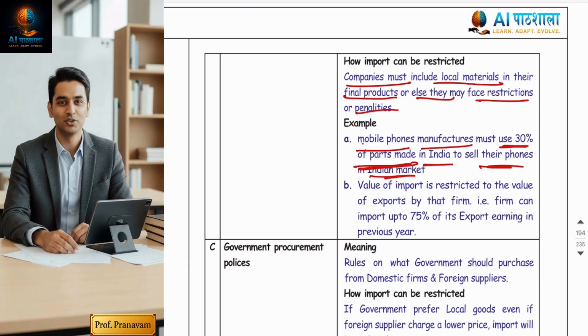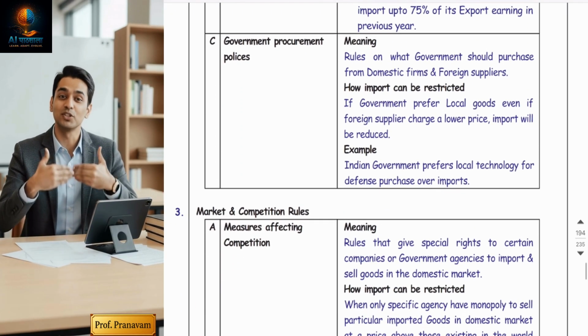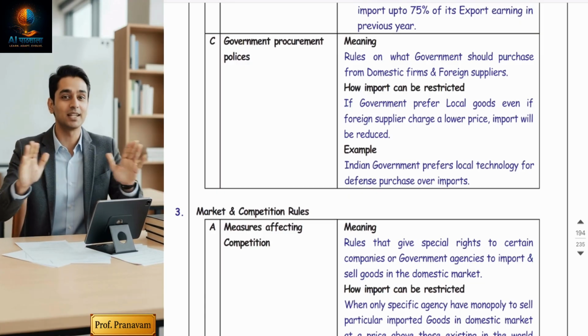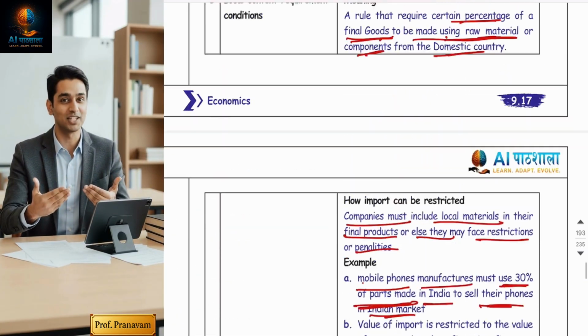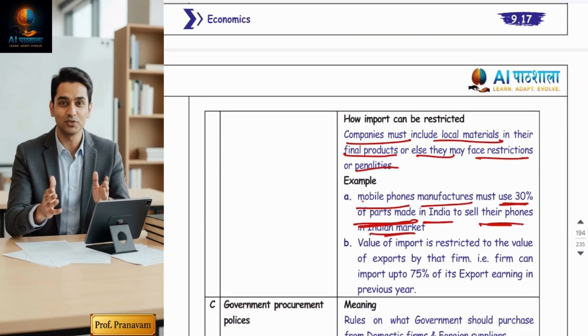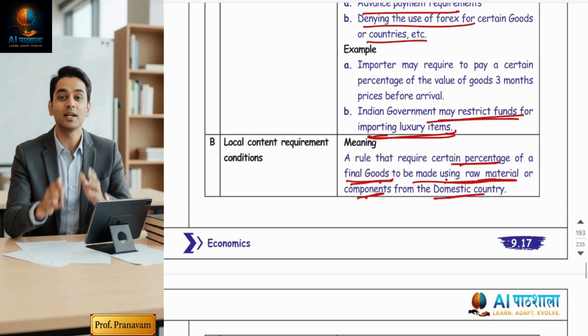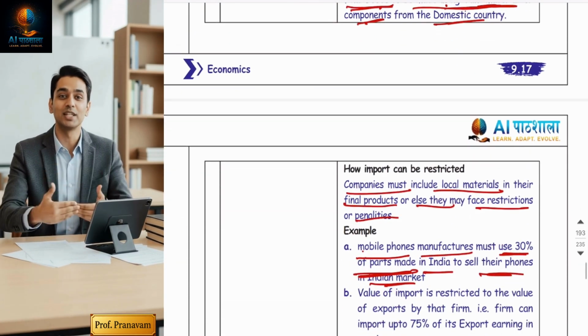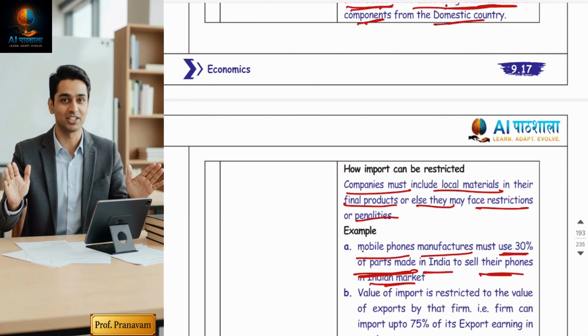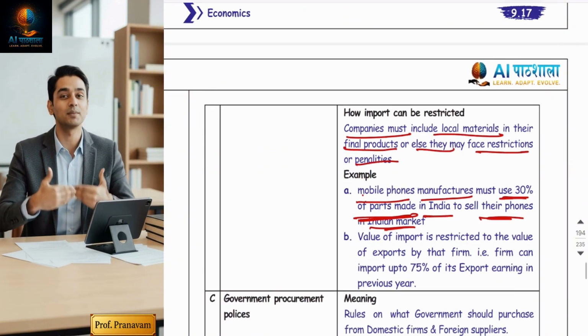Hope you understood. Very easy notes. Now you understood this, guys? Yes, sir. So I can say that in local content requirement, firms are allowed to import only up to a fixed percentage of their export earnings, right?